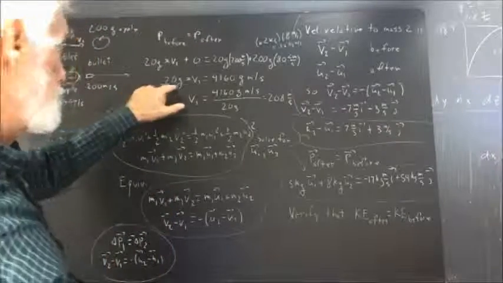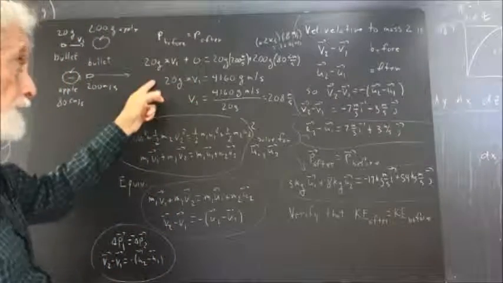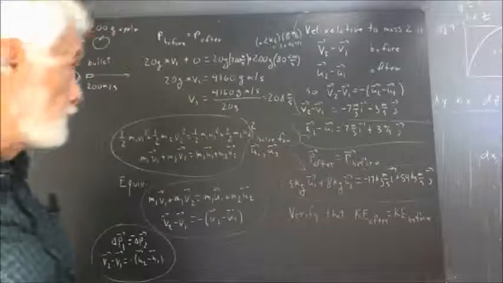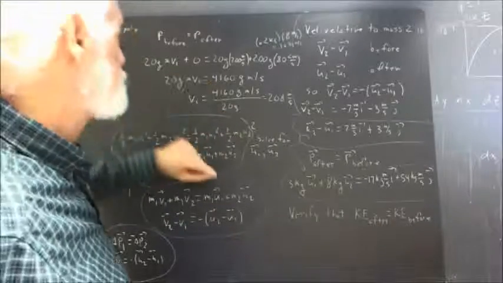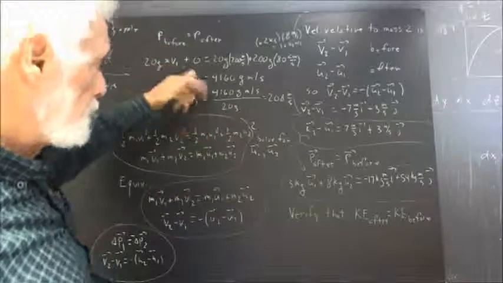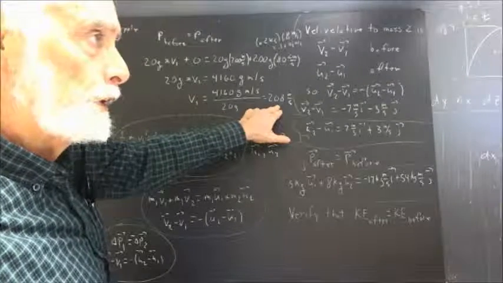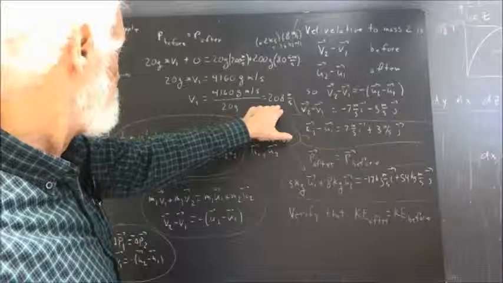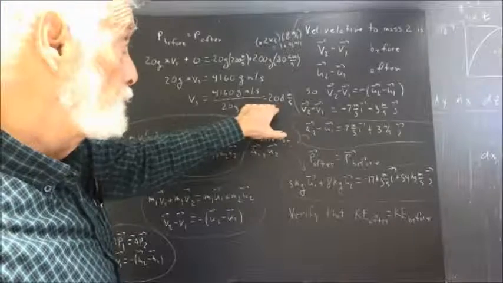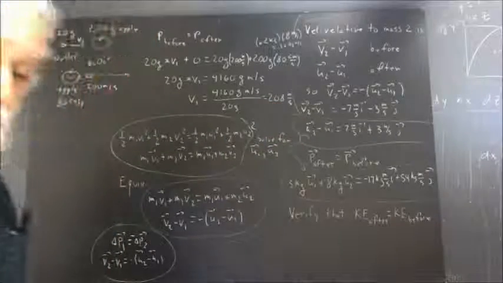Added to the 4,000 gram meters per second we get from this calculation. And we still have the 20 grams times V1 on this side, but not for long, because we're going to divide both sides by 20 grams. This is what we end up with. And we conclude that the velocity of the bullet before collision would have been 208 meters per second.